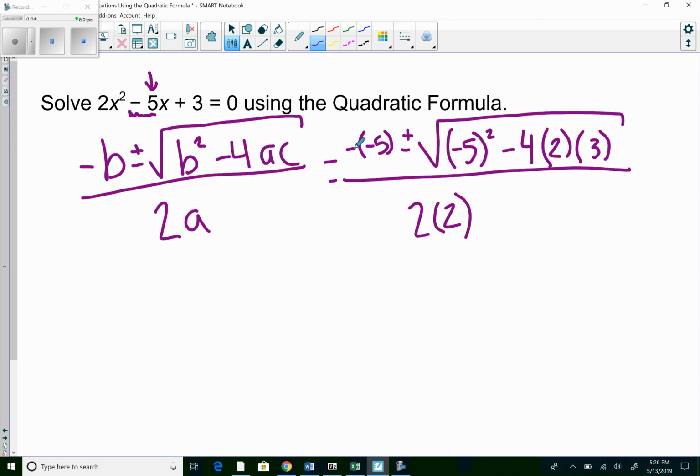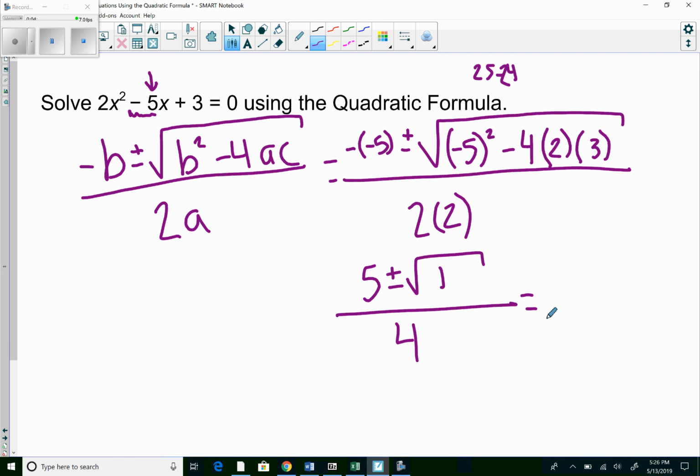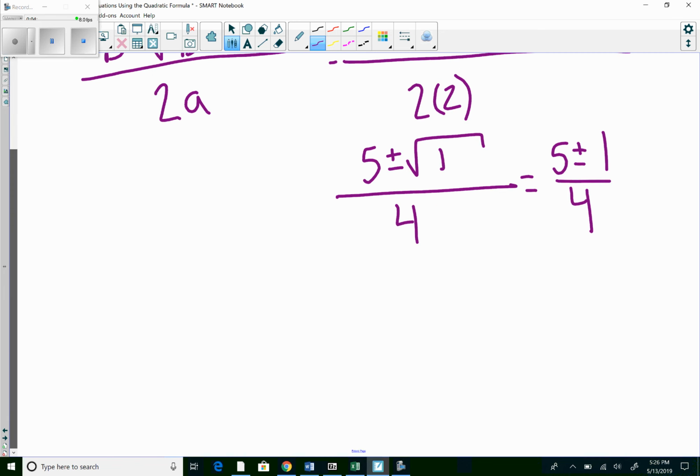Okay, now let's simplify this. So that turns out to be 5. If you grab your calculator, we've got 25 minus, let's see, 6 times 4, which is 24. So 25 minus 24 turns into 1, all over 4. So then you've got 5 plus or minus 1 all over 4, because remember the square root of 1 is just 1. So you have 2 solutions, which, you guys, it's a quadratic. You're supposed to have 2 solutions.